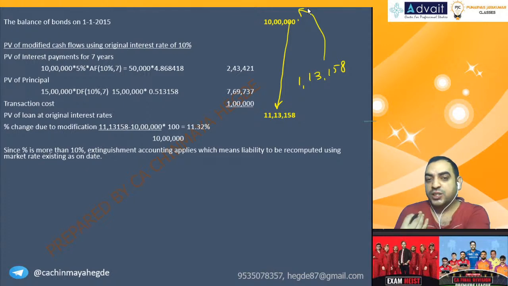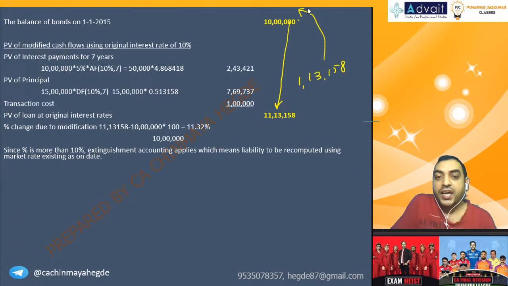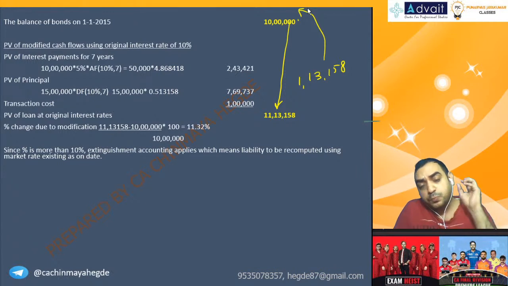And what do you mean by extinguishment accounting? The carrying amount should be replaced by the new amount. And how do you calculate the new amount? New cash flow compared with the new discounting rate. That present value, what do you get? Compare it with the carrying amount. The difference will go to the P&L account.